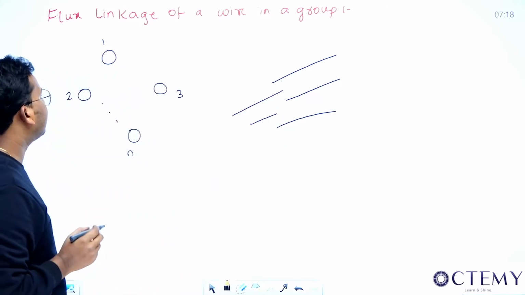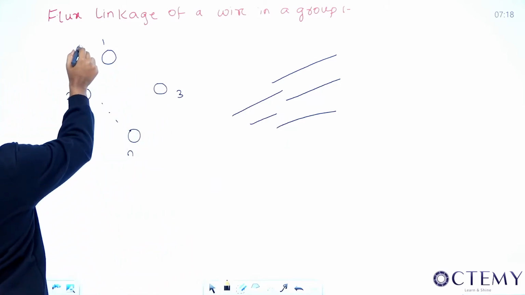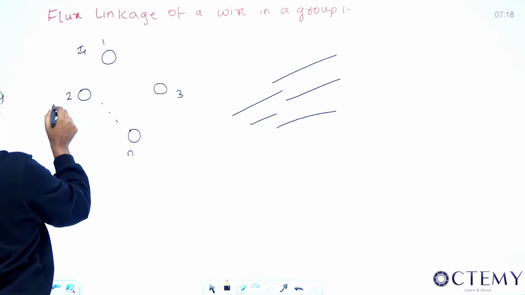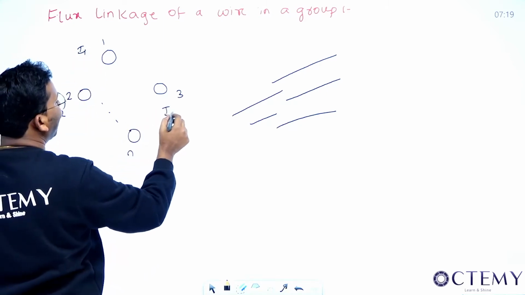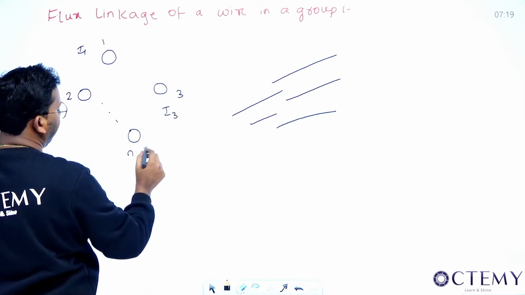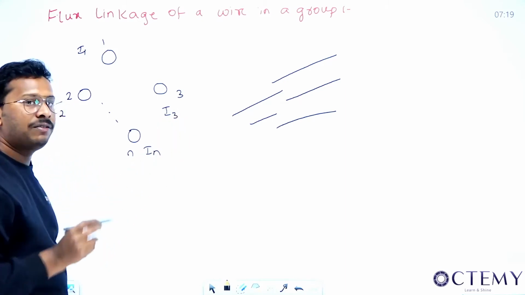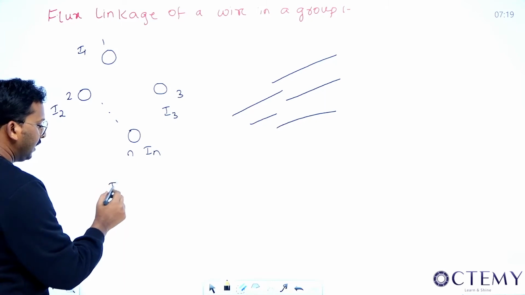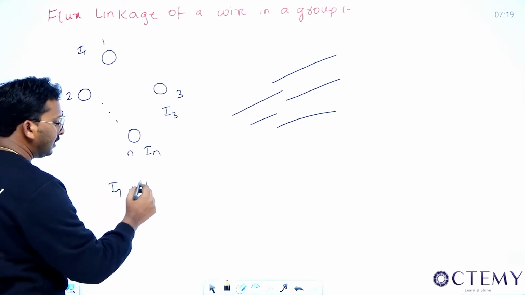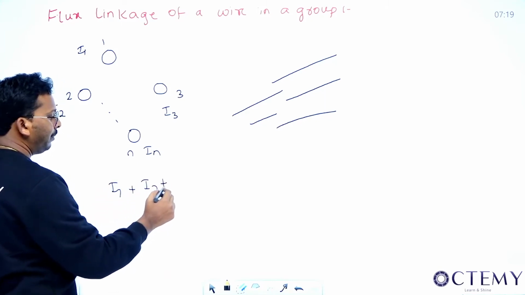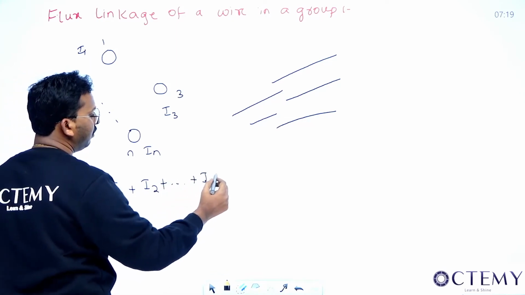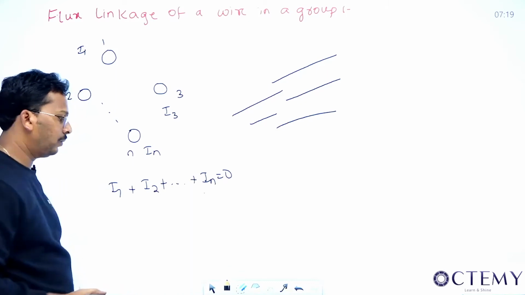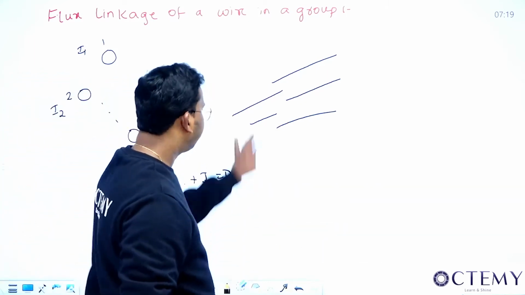Right? And another assumption is, let the current in this be I1, let the current in this be I2, the current in this be I3, and the current in this is IN. So that this entirely forms a system, that is I1 plus I2 plus and so on plus IN. All of this should be equal to how much? Say 0. Right?